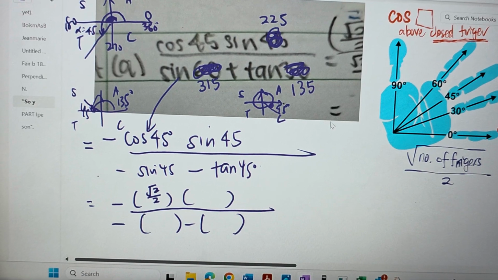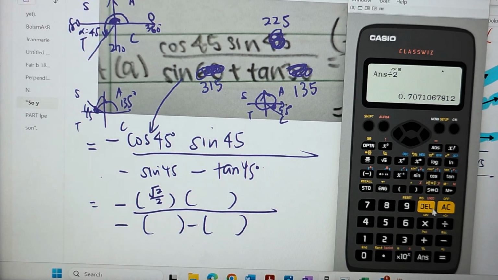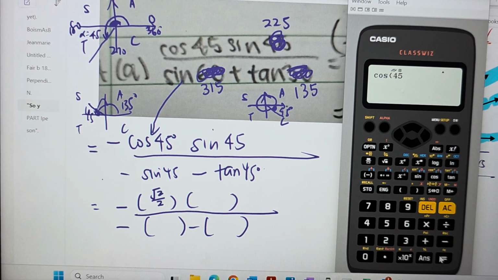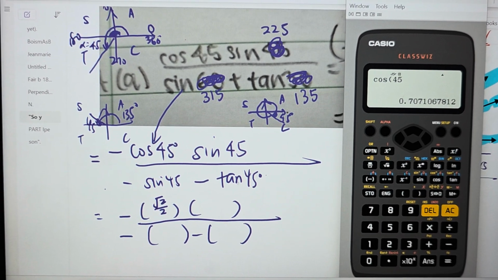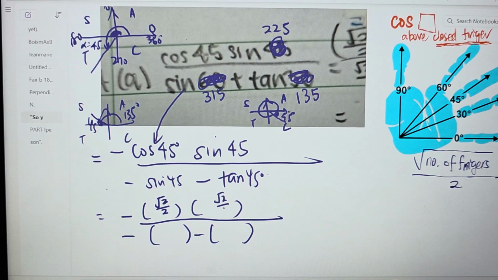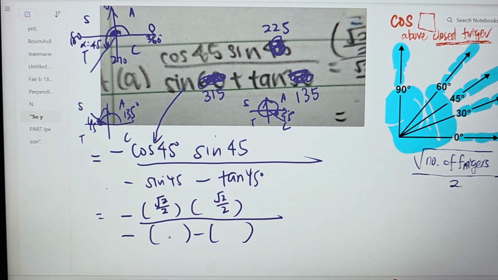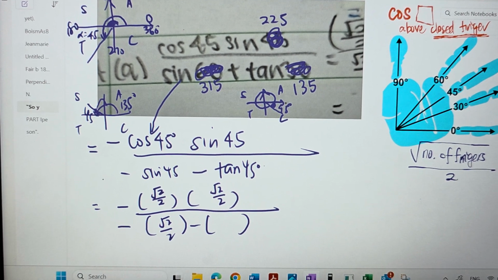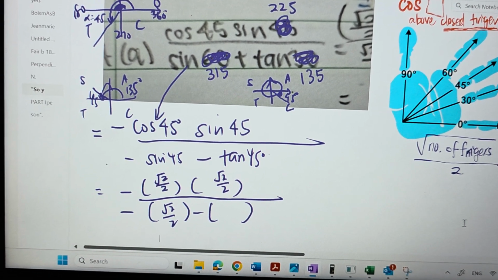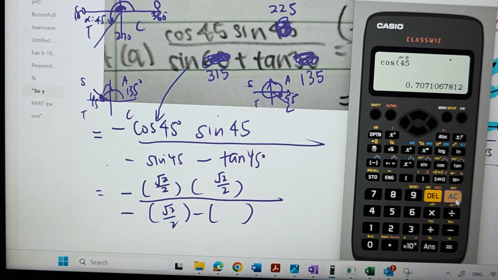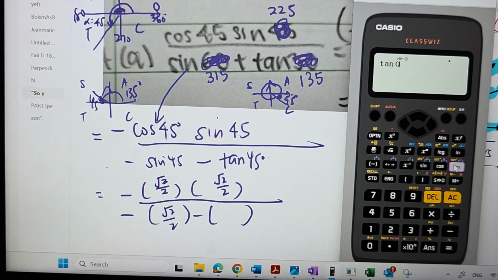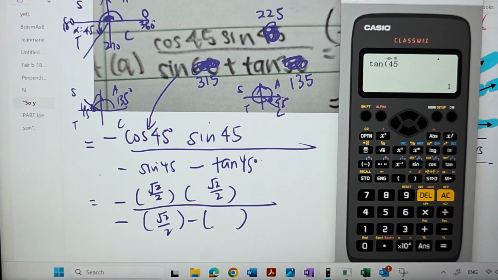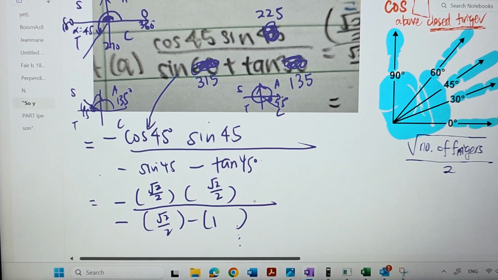Okay, so now we have cos 45. Also it's the same answer. Put it there. Okay, then sine 45, same answer. Very, very boring. Okay, then tangent 45, oh, at least something different. Tangent 45, let's try. Tangent 45 will be a very nice number, which is 1. Okay, then you go and simplify and get the answer.